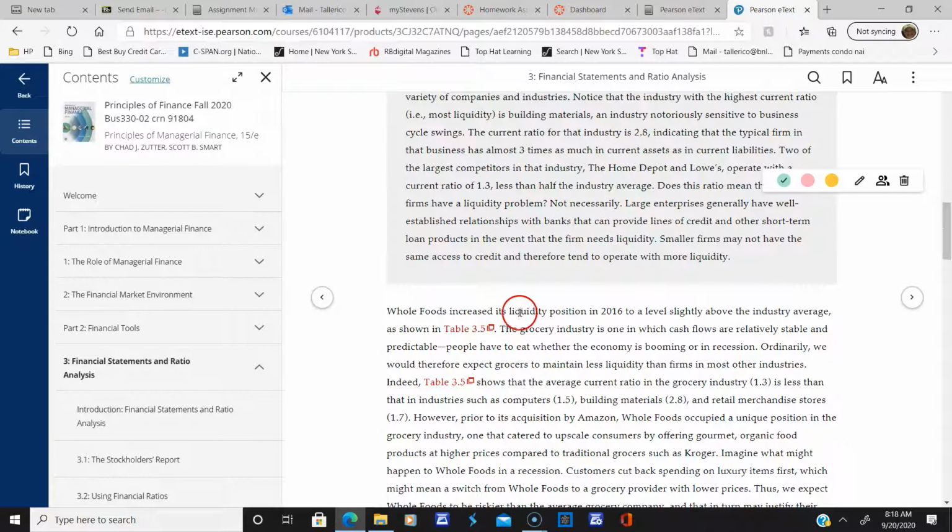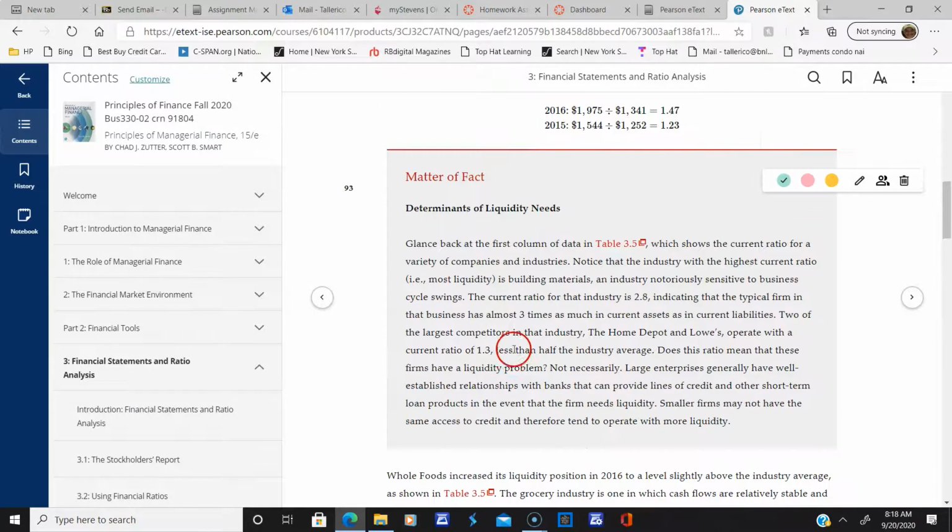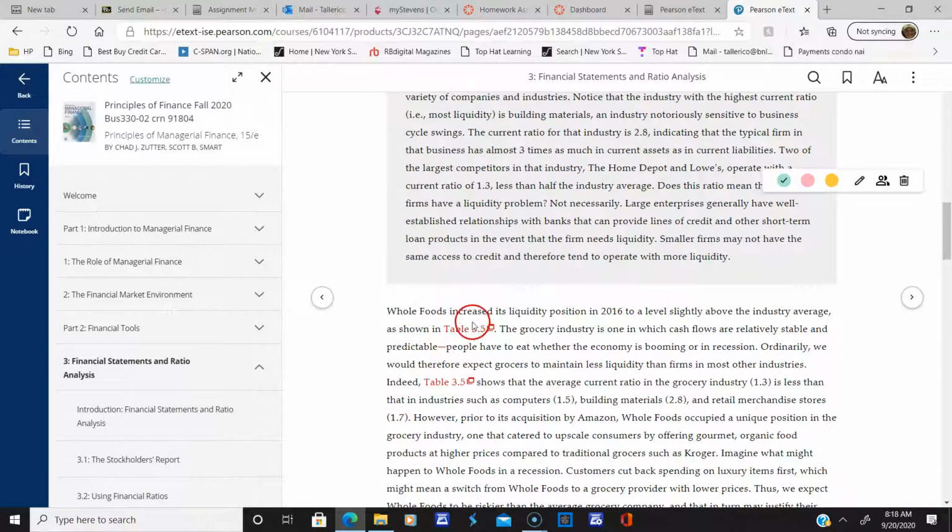And you see what they say: Whole Foods increased its liquidity position in 2016 to a level slightly above the industry average, as shown in Table 3.5. If you go to Table 3.5, they have the industry average ratios as a whole. The fact that they're higher than the industry average means they have more cash on hand, they're a lot more liquid.